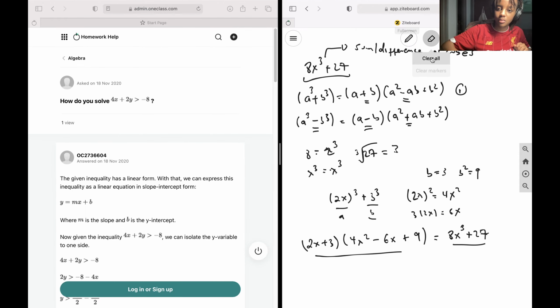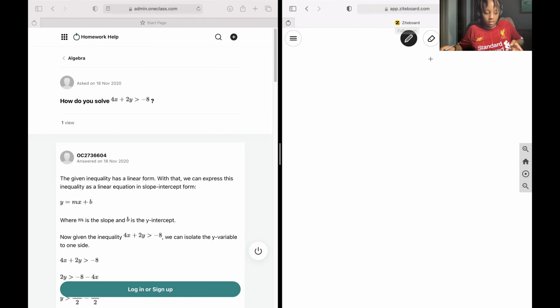Okay, so this is where we get problems that are a little more interesting. Okay, so we want to solve an inequality where y is greater than -8. Okay, so we need to remember the standard form of the equation for a line, and that would be y is equal to mx plus b.